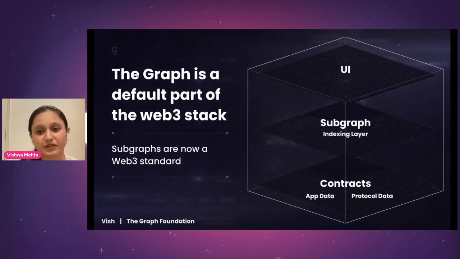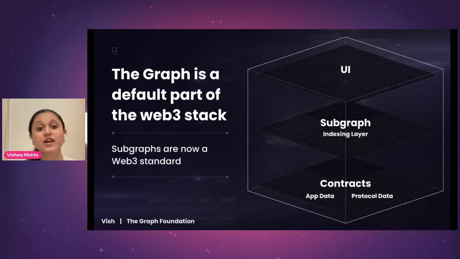So I love this diagram. It pretty much explains to anyone where the Graph fits in without having to talk a lot about it. So let's get started with the diagram itself. If you can see, there's the UI layer, there's the subgraph, or the indexing layer where the Graph comes in, and there are the contracts, which is your application data or your protocol data, coming from the smart contracts that are written on the blockchain.